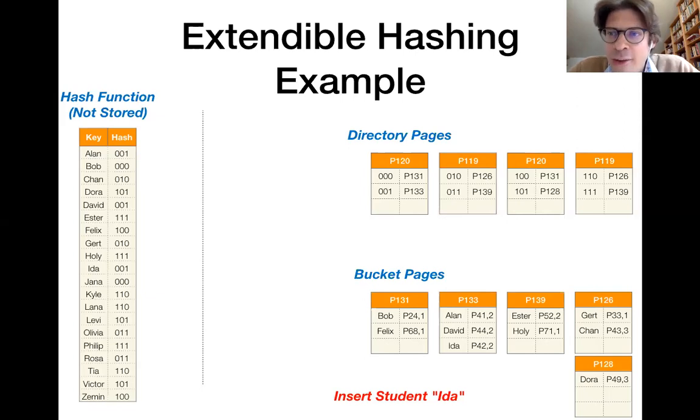I encourage you to have another look at this example. But the main point really is that we have this directory which associates hash value ranges with specific pages. And having this directory gives us a lot of flexibility in order to only split those specific buckets that are currently overflowing.